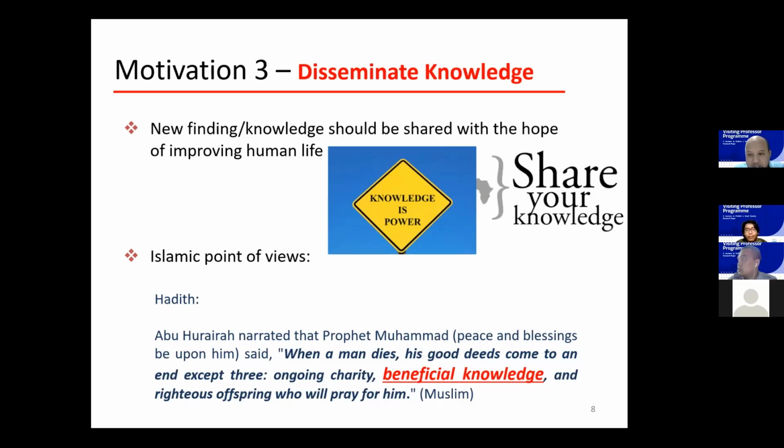So actually, when you write a paper and you publish the paper, we never know when your ideas will be used, maybe after 20 years. So if you do it in a good manner, you will get the reward, although we have already died. This is from the Islamic point of view. So that is the benefit of knowledge that you share with others.